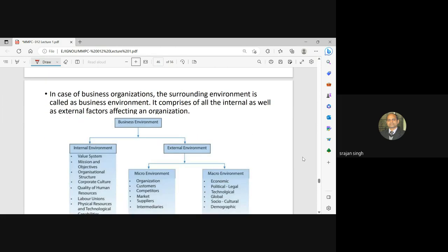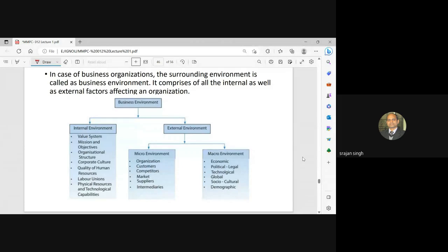In case of business organizations, the surrounding environment is called the business environment. It comprises all the internal as well as external factors affecting an organization. So business environment, you must have studied this in business environment. It is divided into two parts, internal and external. In internal: values, mission, vision, objectives, structure, corporate culture, quality of human resource, meaning employees, labor unions, physical resources, and technological capabilities. So these are all the internal environment, which are related to any specific business or firm.